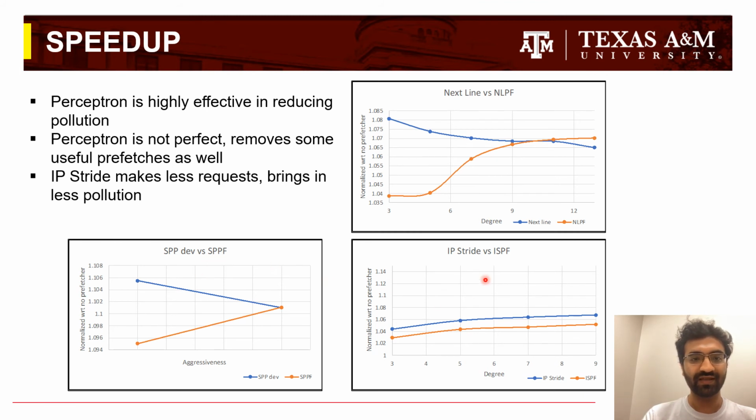This trend is not exactly followed by the IP stride, because again the IP stride issues very few requests and the pollution is very low. But the Perceptron performance is increasing with degree, and we expect that if we increase the degree even further, or if we allow our IP stride to prefetch across page boundaries, the IP stride with Perceptron filter will eventually better the baseline IP stride.